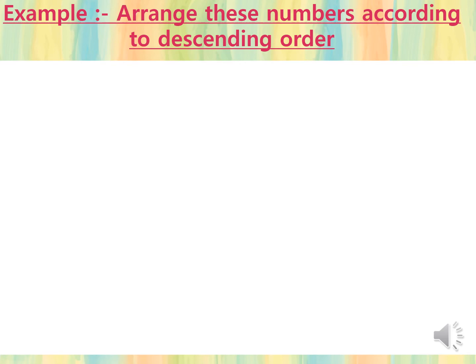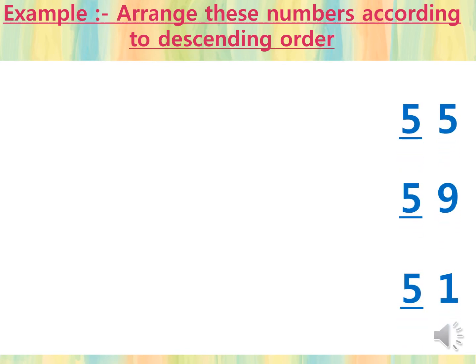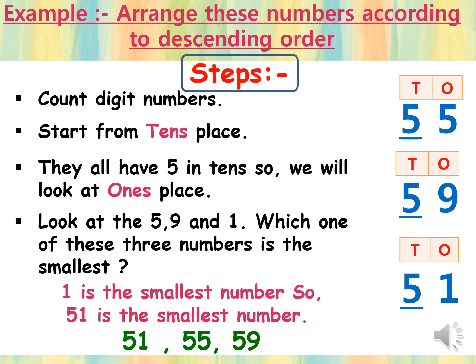Let's answer that example. Arrange the numbers according to descending order. So descending order, like a dinosaur, from greatest to smallest. Okay, we have here these numbers: 55, 59 and 51. So first thing I do, I put my places, ones, tens. Steps here, first count digit numbers. So here we have two digit numbers, so they have equal digit numbers.